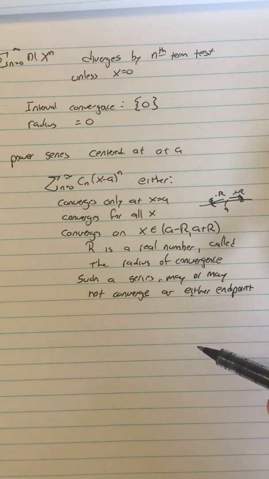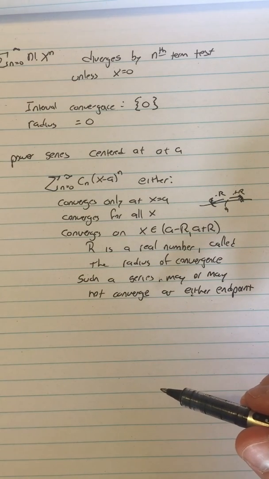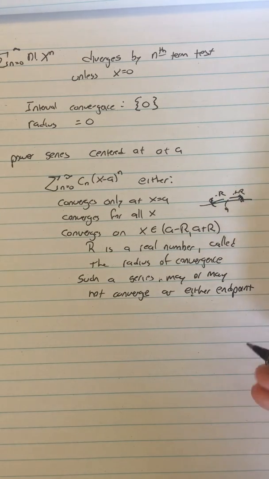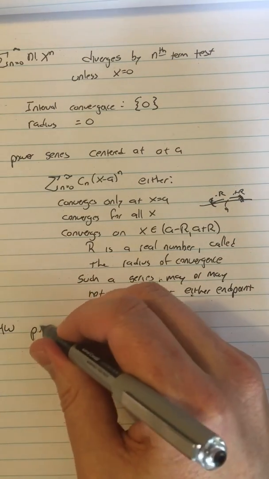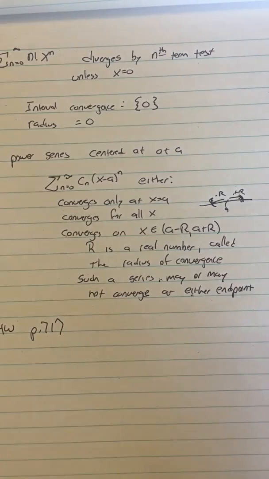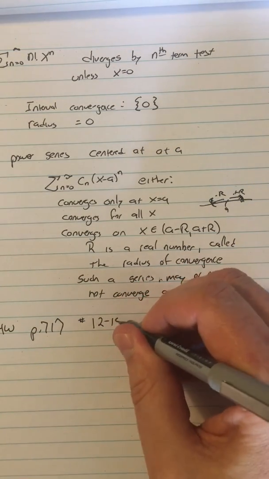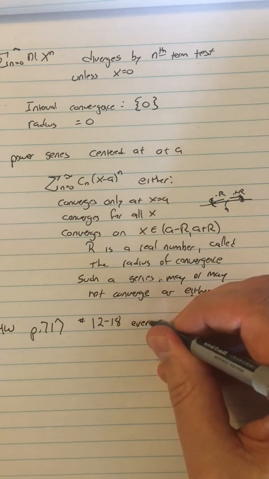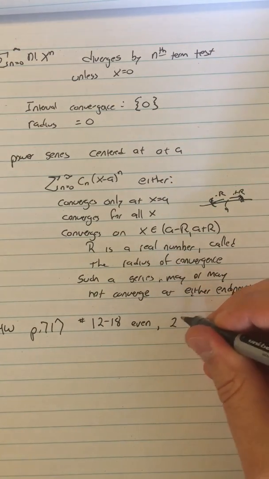So I'm going to tell you what the homework is, and then I'm going to do one more video where I'll do one of the homework-related problems. So the homework on this section is page 717. I want to keep these light so we can really look at them carefully. We're going to do number 12 through 18, even. My God, I'm assigning the even problems for the first time ever. And also you get number 25.